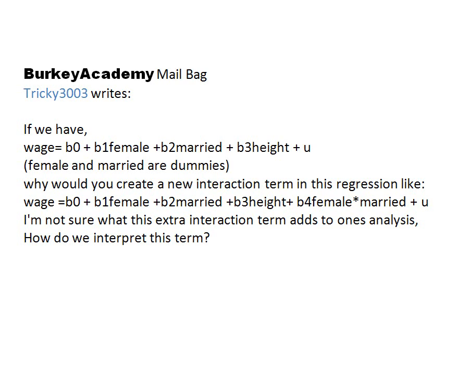This video is in response to a question asked by Tricky 3003, and he asks if we have an equation where we're trying to explain wage with a y-intercept, a female dummy variable, a married dummy variable, and a height continuous variable, why would you create a new interaction term in this regression? Tricky 3003 says someone supposedly creates a variable female times married.